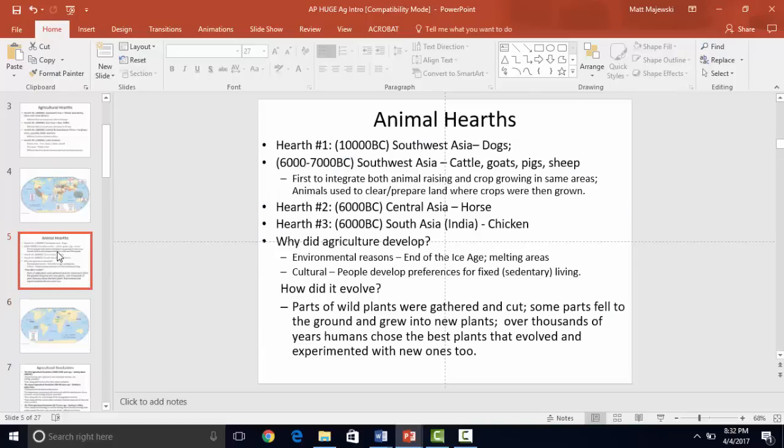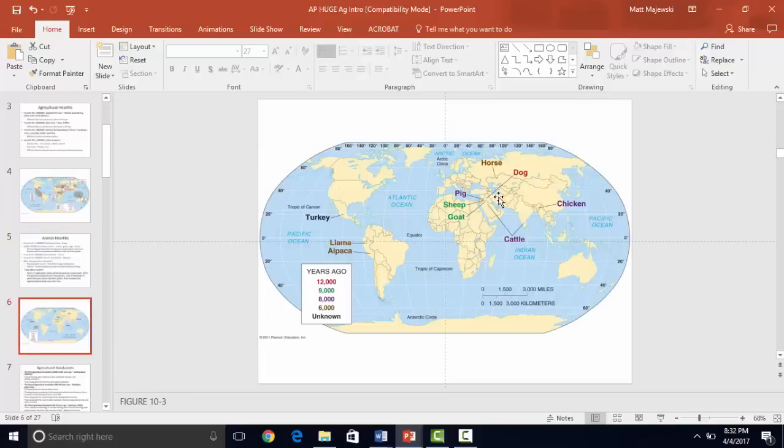All right. Third major animal hearth is South Asia. The chicken, we know, is originally domesticated there as well. So again, please notice all of these animals get domesticated in Southwest Asia, with the exception of the horse, which is Central Asia, the chicken, which is South Asia, and, of course, can't forget about the turkey and the llama, which were unique to Latin America, and so they were domesticated there first. All right, so those are our major plant and animal hearths.